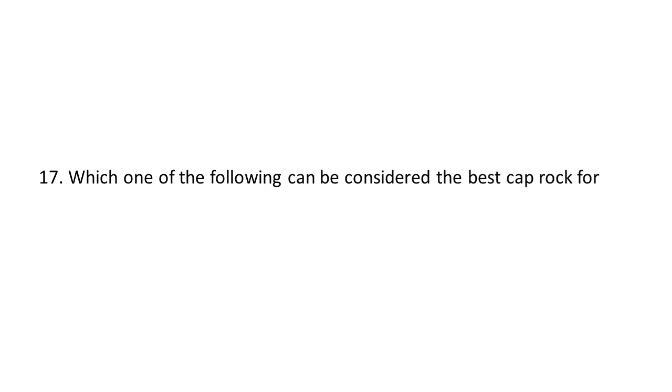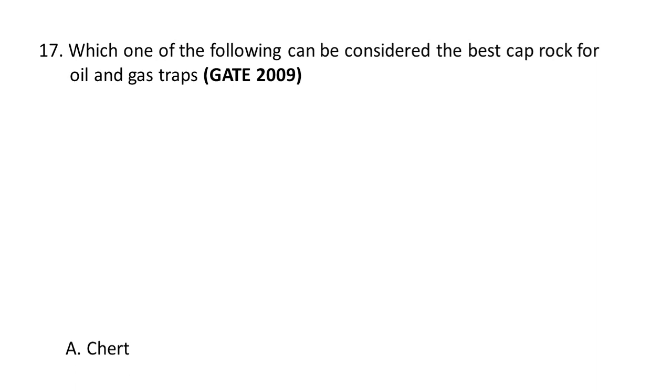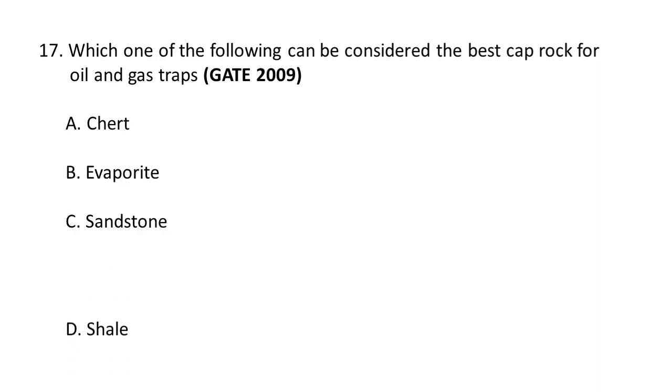Next question. Which one of the following can be considered as the best cap rock for oil and gas traps? The choices are A. Chert, B. Evaporite, C. Sandstone, D. Shale. So the correct option is D. Shale. Shale can be considered the best cap rock for oil and gas because it is low in porosity and permeability. Other good cap rocks include low permeability sandstones and carbonate rocks, evaporites, and tightly cemented sandstones and carbonate rocks. So the best cap rock for oil and gas traps is shale.